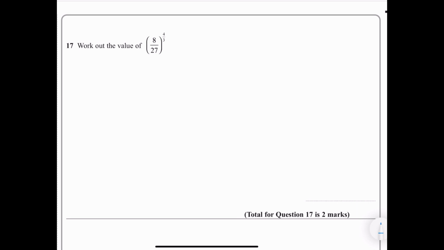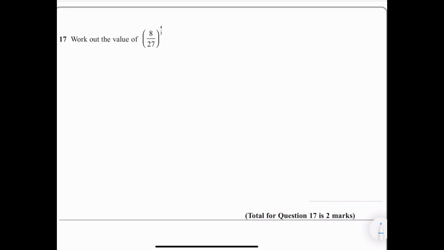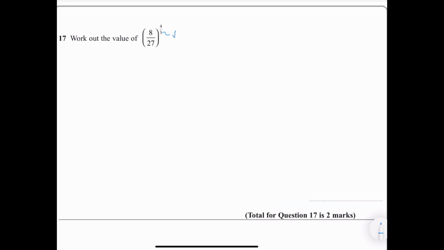Question 17 is an indices question. So we've got to apply the laws of indices. Anything at the bottom here is kind of like we're rooting, square rooting, cube rooting, and so on. And that obviously is to a power.